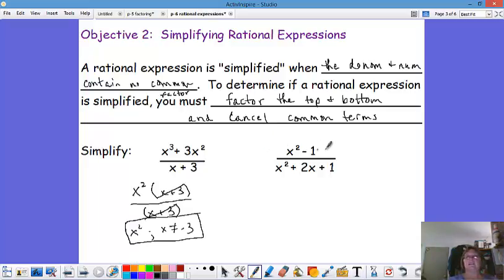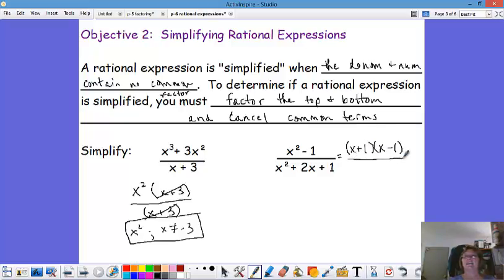Again, this example going to kick it up a notch, but I know you can do it. X squared, perfect square, 1 perfect square. That top is a difference of squares. Square root of the first, square root of the second, once with a plus, once with a minus. X plus 1, x minus 1.